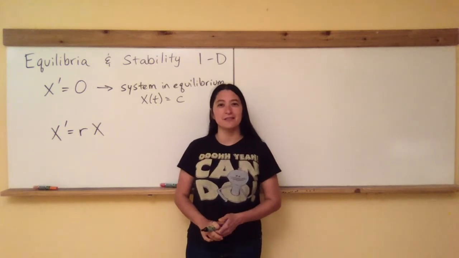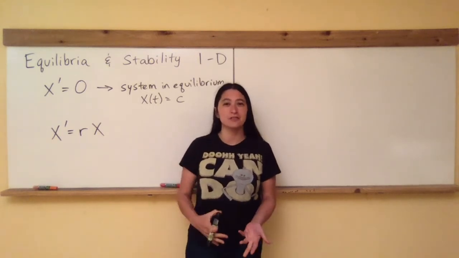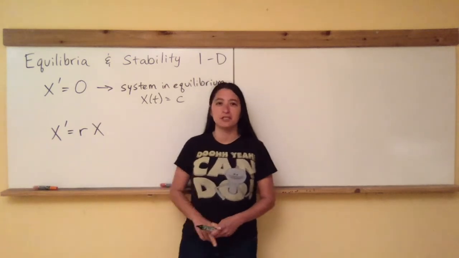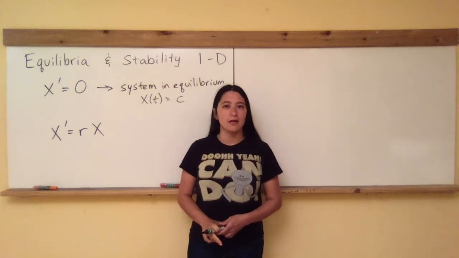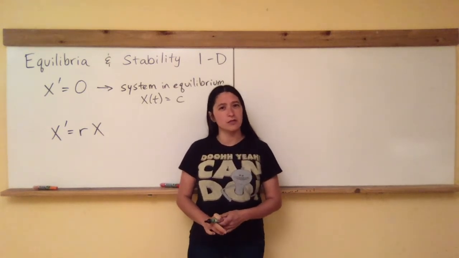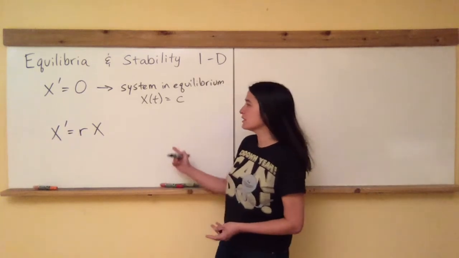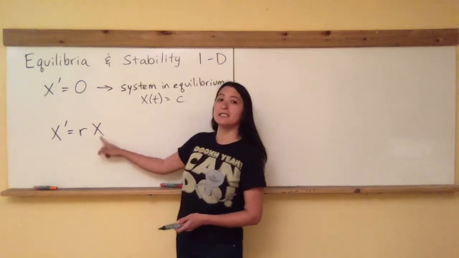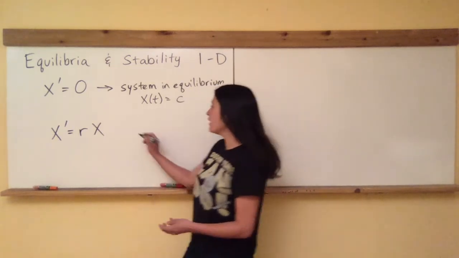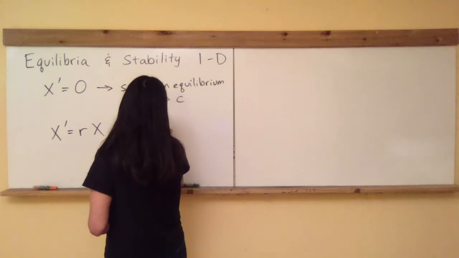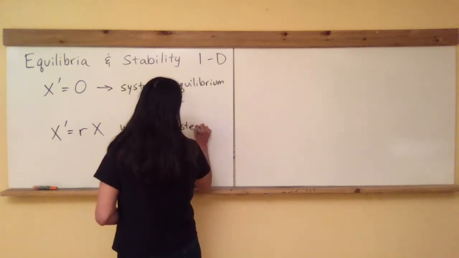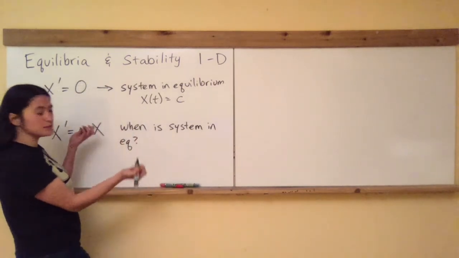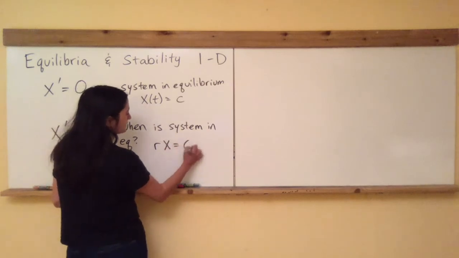From what you know about calculus, what kind of function's derivative is equal to the original function or is directly proportional to the original function? Those are exponential functions that solve those out. Right. But what does that have to do with what I just said about equilibria? What we're going to do is we're going to look for the values of x such that the expression rx is equal to 0. Okay, so when is the system in equilibrium? Right when x prime is equal to 0, right? So we have to solve for when rx is equal to 0.